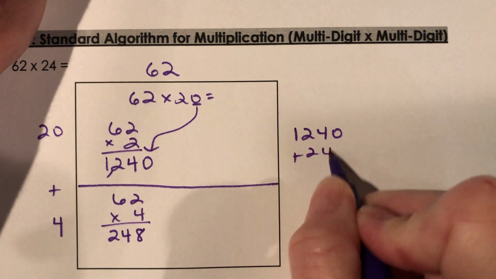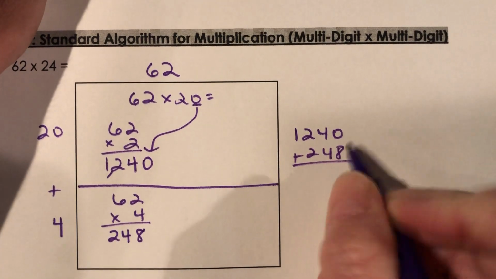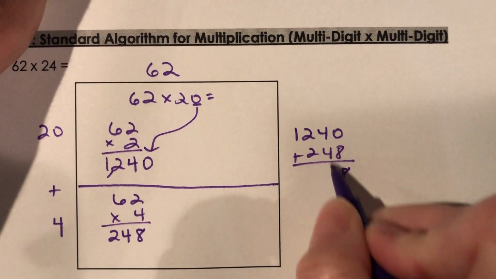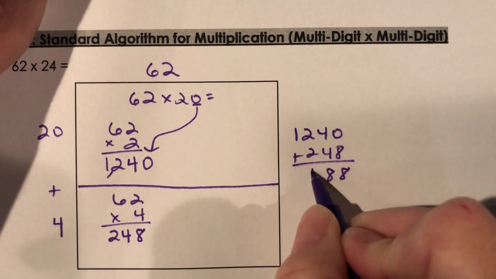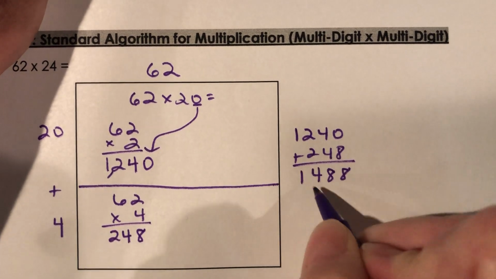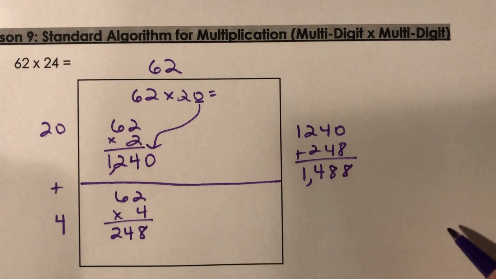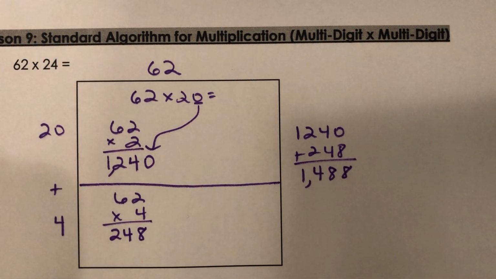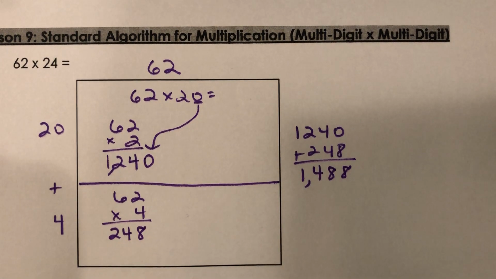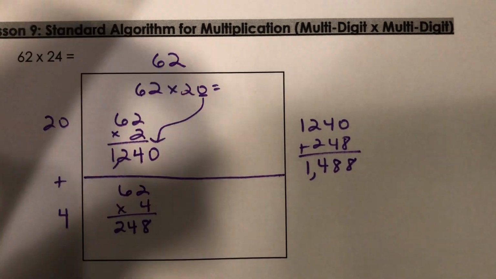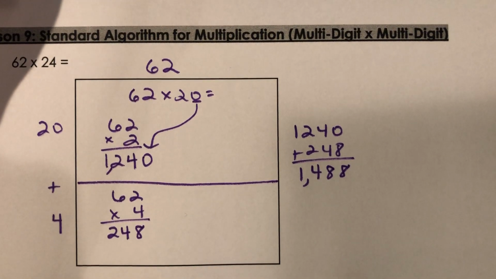1,240 plus 248. So 0 plus 8 is 8. 4 plus 4 is 8. 2 plus 2 is 4. And 1 plus nothing is 1. So we get 1,488. We're going to solve all three just to review this method, because this is one of the methods you do need to know according to the state of Michigan.